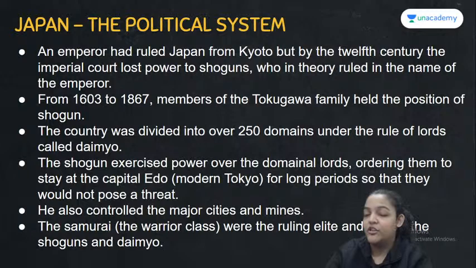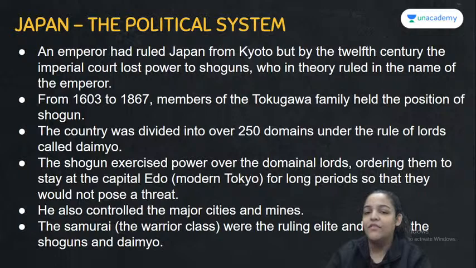Let me explain this. So what has happened? The entire country of Japan has been divided into 250 domains. You can call this districts also. You can understand this as cities or as states or simple administrative units. Now these 250 domains have been put under 250 lords, 250 daimyos, and they are responsible for governing those 250 domains.